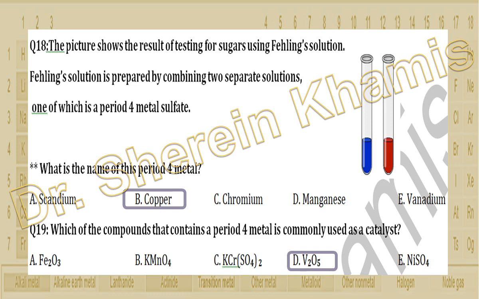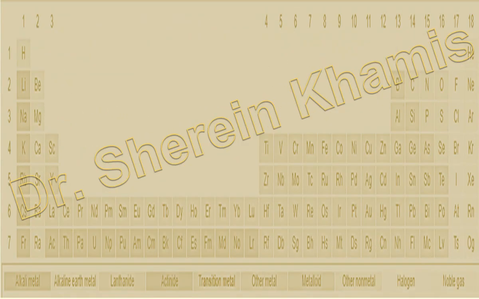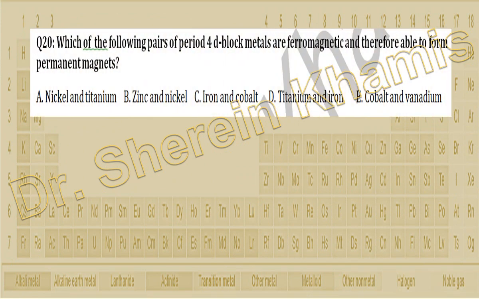We are going to the last question of our booklet today, our group of questions from the Egyptian Knowledge Bank. Let's go to question 20. It says: which of the following pairs of period 4 d-block metals are ferromagnetic, and therefore able to form permanent magnets? What is the meaning of ferromagnetic?